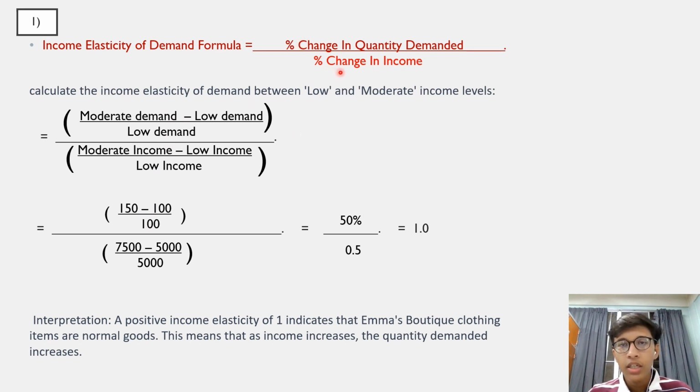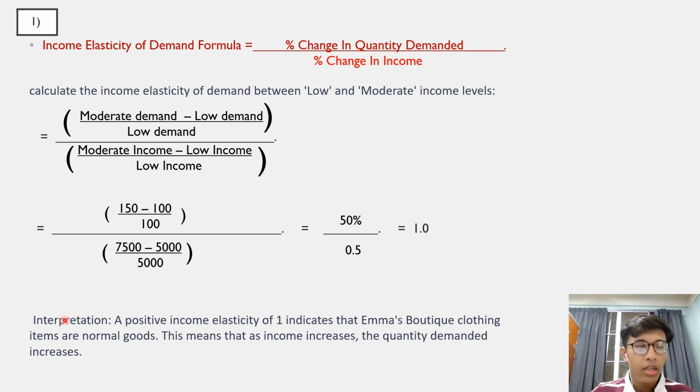For the percentage change in income, we must find the moderate income and then the low income. We get a moderate income of 7,500 and a low income of 5,000. Then the moderate income minus the low income, divided by the low income, gives the percentage change in income. After we find these two, we divide the percentage change in quantity demanded by the percentage change in income. So we find the answer is 1.